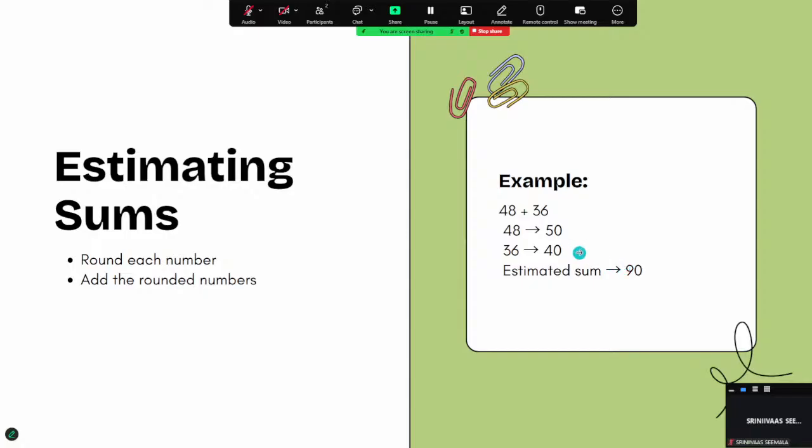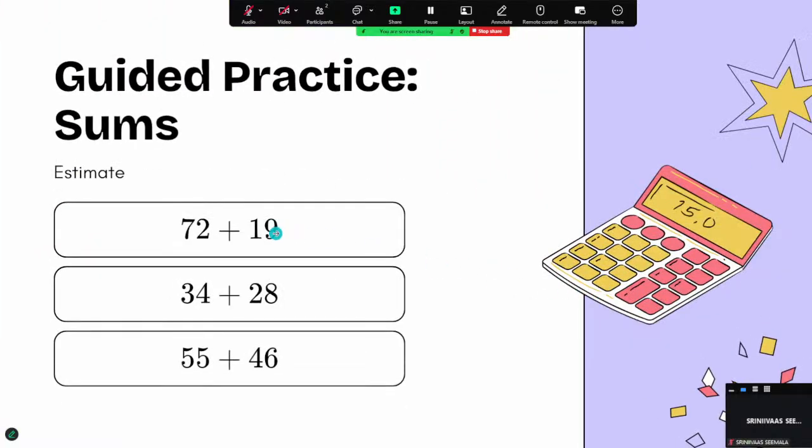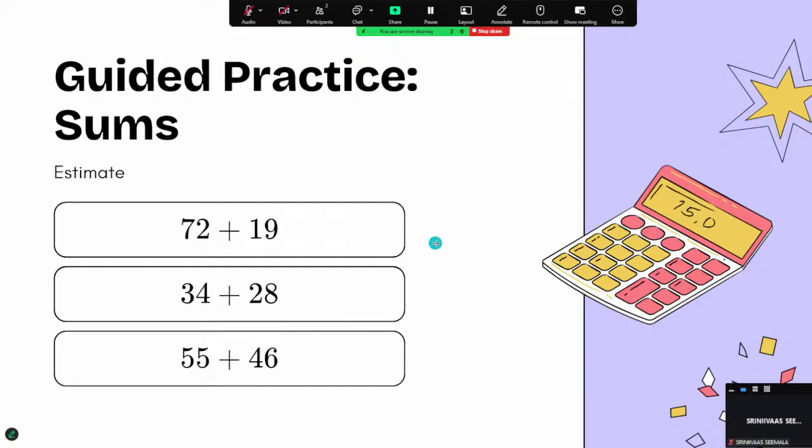What's important to know here is that 50 and 40 are both multiples of 10. Multiples of 10 are always easy to add or subtract. That's what makes estimating very fast, since we're adding multiples of 10. So yeah, we have 3 more example problems here, and I'll go through them with you, and then we can see the answers in the next slide.